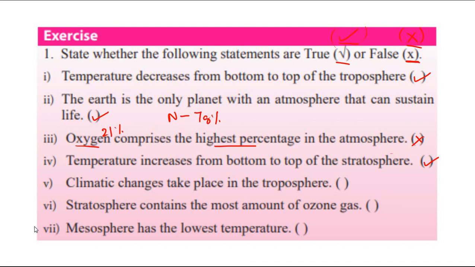The fifth one, climatic changes take place in the troposphere. Yes, true. In the previous video, I had explained it. So if you all are not sure, you can simply go back to the video, just scroll through it and see, okay, did I mention it, in order to confirm it if you are doubtful. Next up, stratosphere contains the most amount of ozone gas. Yes, the ozone layer itself is in the stratosphere, so true. Mesosphere has the lowest temperature. So true. That also I had mentioned in the previous video.